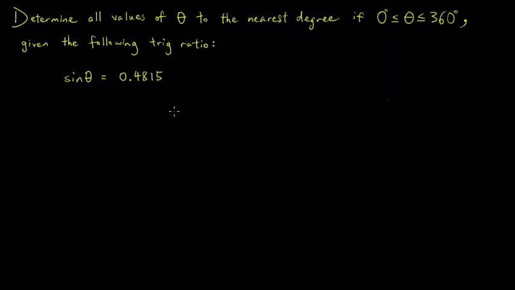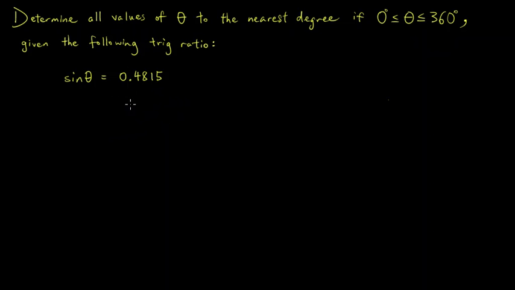Determine all values of theta to the nearest degree if theta is greater than or equal to 0 degrees and less than or equal to 360 degrees, given the following trig ratio. Sine theta equals 0.4815.